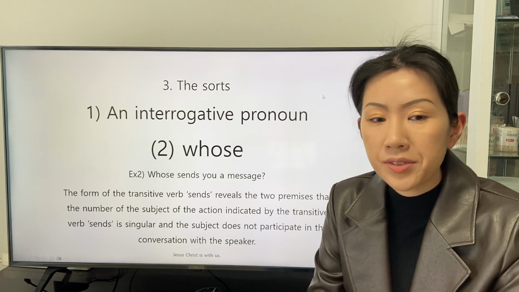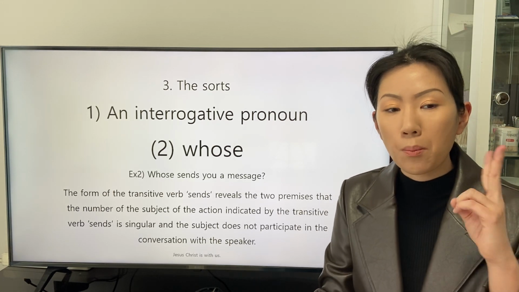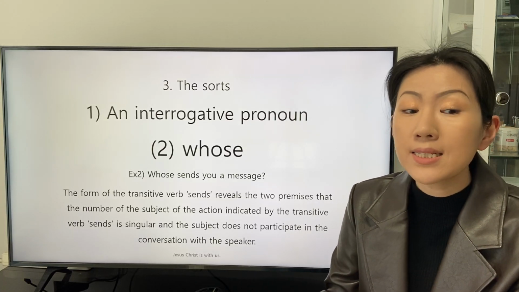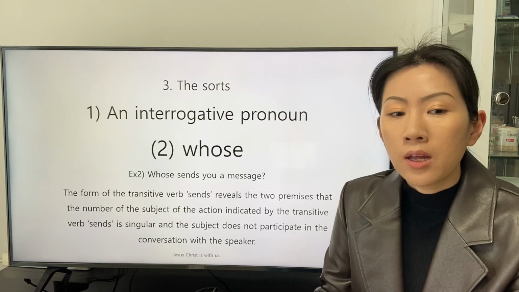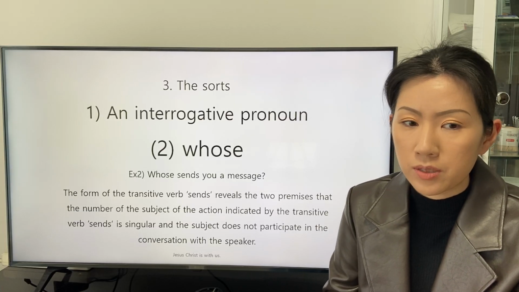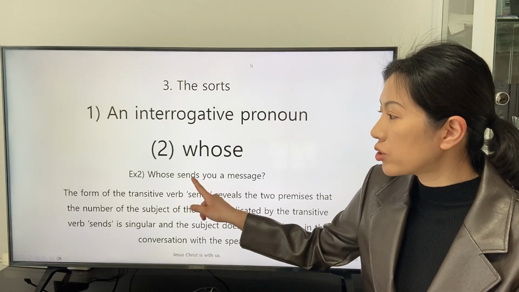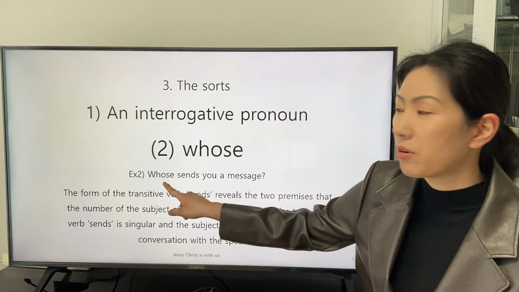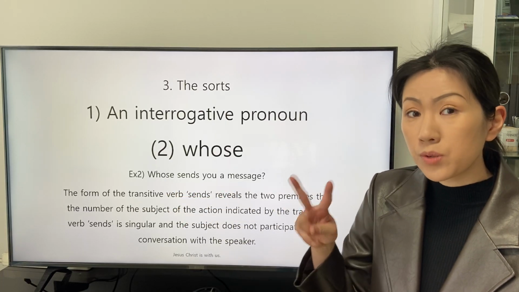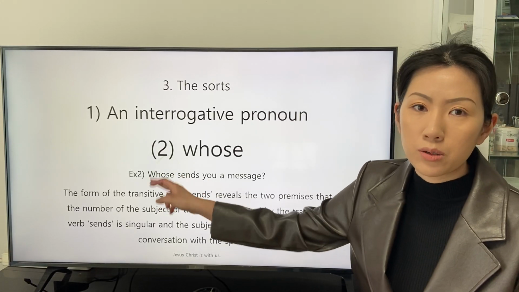The form of the transitive verb send reveals two premises: that the number of the subject of the action indicated by the transitive verb send is singular, and that the subject does not participate in the conversation with the speaker. From the form of the transitive verb send, describing the interrogative pronoun whose, we can understand the speaker sets the two premises for the subject indicated by the interrogative pronoun whose.